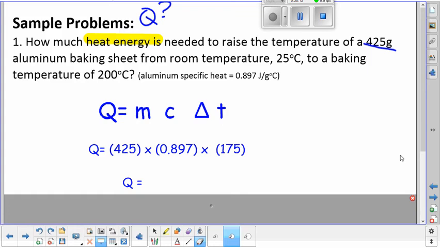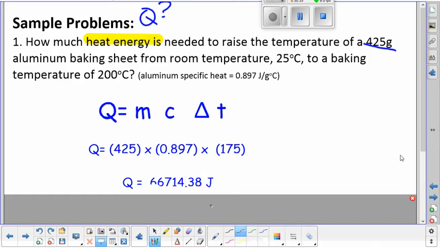Somebody help me out. 66,714. Look at you. I know your calculator gave you a bunch of numbers after that second decimal, but you just went to the 0.38 like a boss. That's what I need. Slap a J on there because these are joules. This is Q after all.